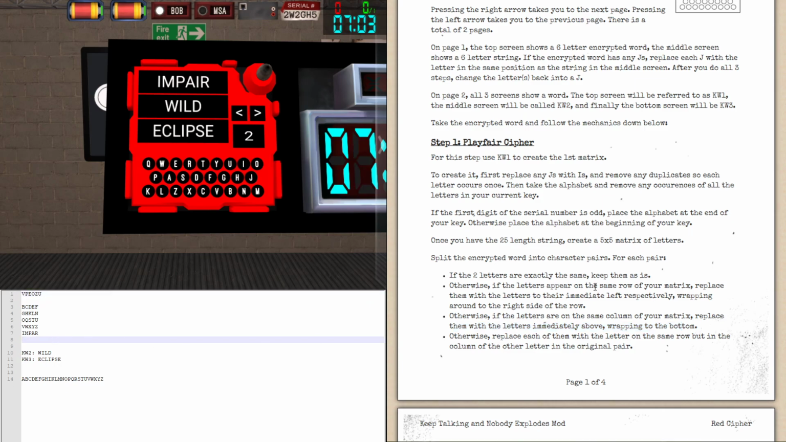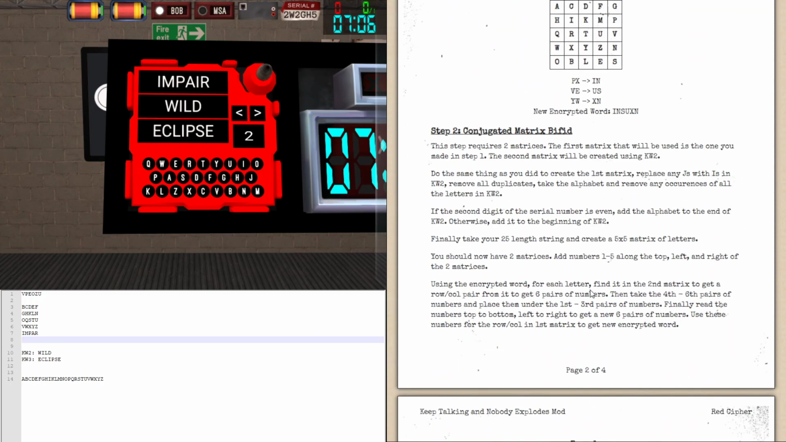Now, on to our second step. Second step is a conjugated matrix Bifid. Yeah, that's quite a bit of a word cipher there. Now for this, we're going to need 2 matrices. And to create our second matrix, we'll be using keyword 2 right here. So we have WILD. We're going to replace any J's with I's, which we don't have any J's. Then we're going to remove any duplicates. Well, this word has unique characters in all of it. Then we're going to take our alphabet, excluding the J, and remove all occurrences of letters that are in the keyword. So that's going to be a W, I, L, and D.